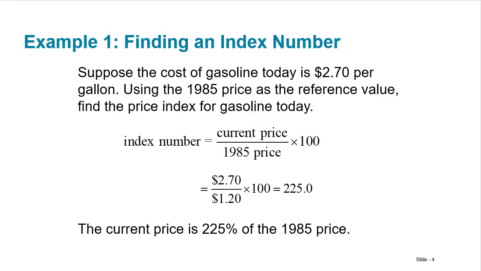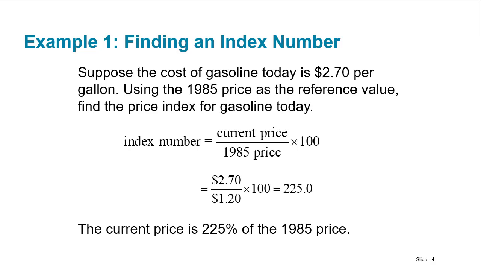Okay, so let's find an index number. Suppose the cost of gasoline today is $2.70 per gallon using the 1985 price as the reference value. Let's find the price index for gas today. So the price index number is just going to be the current price divided by the 1985 price and then times 100. So you do 270 divided by 120, which gives you a decimal. You hit that with 100, which basically just moves the decimal place over two, and you get 225.